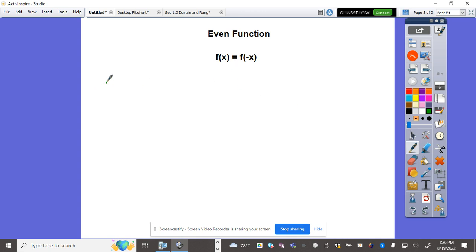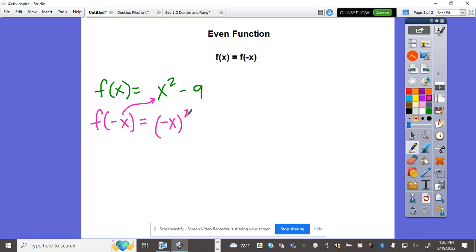So let's try the first one here. Let's say you're given f of x to be x squared minus 9. How do we know if this is even or odd? Let's use the definition that f of x equals f of negative x by finding f of negative x. We plug in negative x for the x there, so it becomes negative x squared minus 9. And we know that negative x squared is negative x times negative x, which is positive x squared. So this will be x squared minus 9.